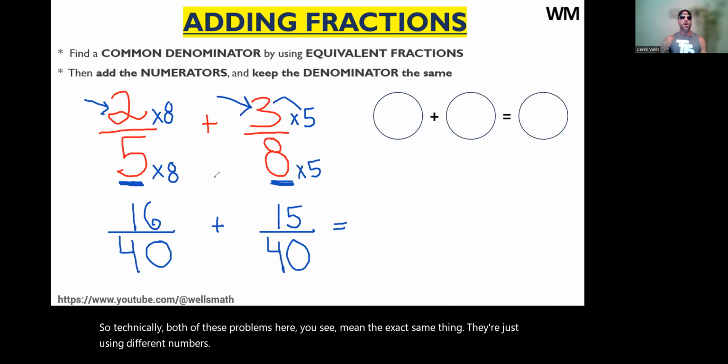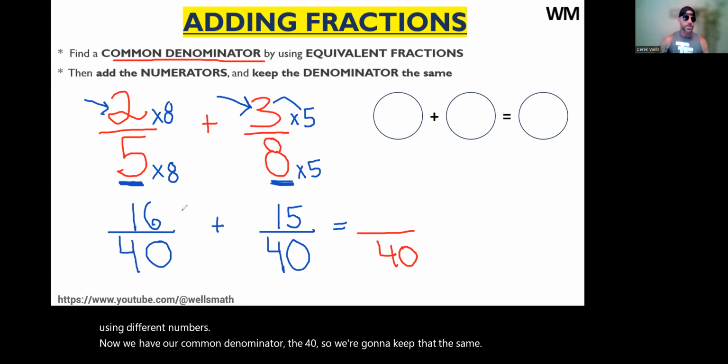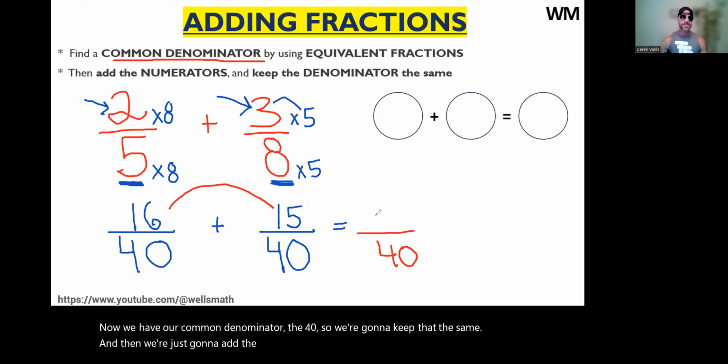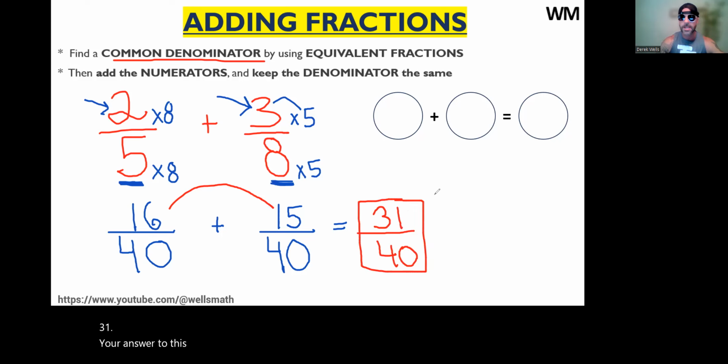Now, we have our common denominator, the 40. So we're going to keep that the same. And then we're just going to add the numerators. 16 plus 15 is 31. Your answer to this problem is 31 over 40, or 31/40. Okay.